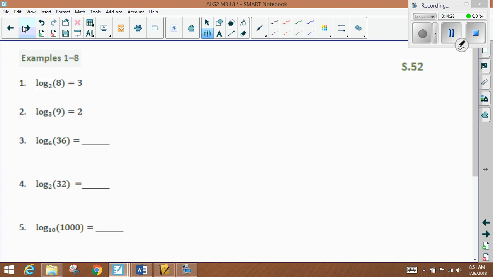So we are now going to evaluate logarithms, okay? So log base 2 of 8 is 3. Why? Because 2 to the 3rd power is 8. Hey, log base 3 of 9 is 2. Why? Because 3 to the 2nd power is 9. Okay.